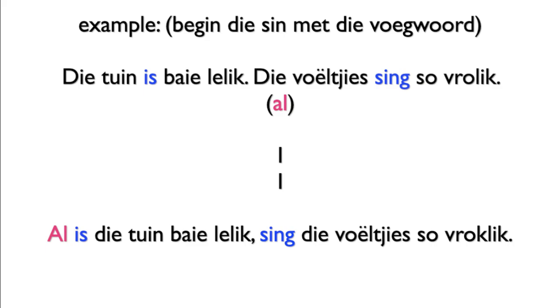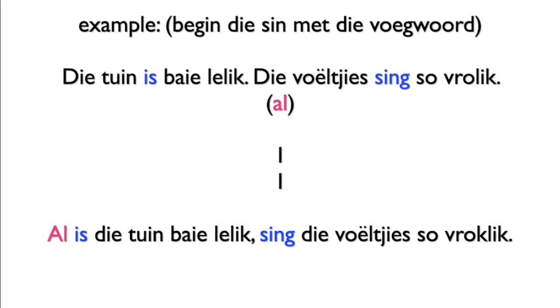This is all quite confusing, so let's look at an example. Given the sentences die tuin is baie lelik, die voeltjies sing so vrolik, and the word al to join them together. You place al at the beginning of the first sentence and identify the two verbs. Is is the verb from the first sentence, and sing is the verb from the second sentence. You put is after the voegwoord at the beginning, and you put sing at the beginning of the second sentence. You replace the full stop with a comma to join them, so your final sentence reads, Al is die tuin baie lelik, sing die voeltjies so vrolik.